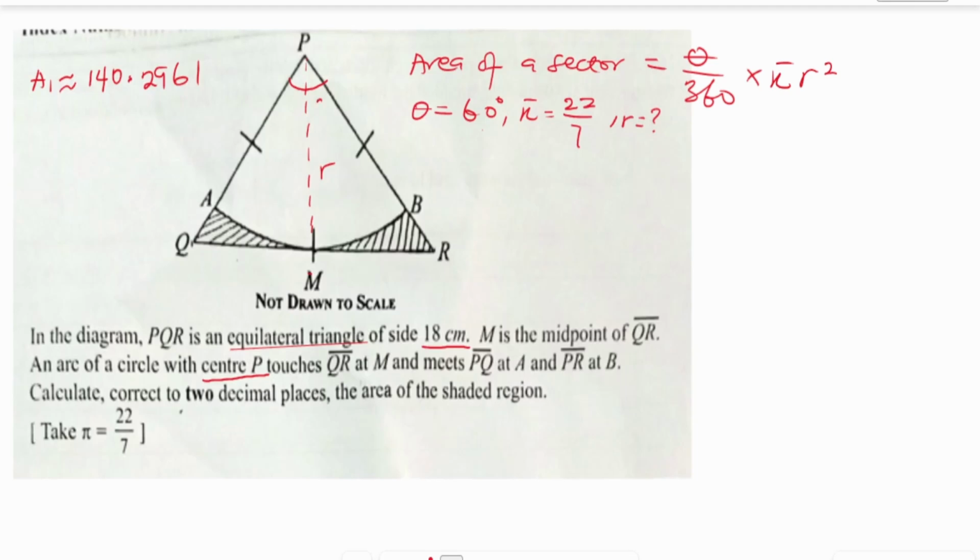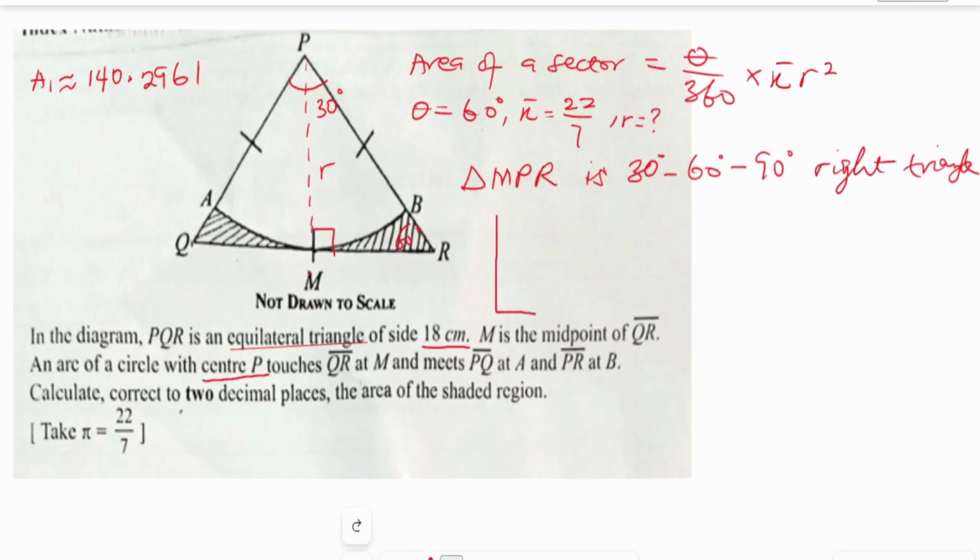That means that this angle MPR will be 30 degrees. And PM is perpendicular to QR, so that means that this is 90 degrees. And we already said that this is 60 degrees. So triangle MPR is a special right triangle, which is a 30, 60, 90 degrees right triangle.